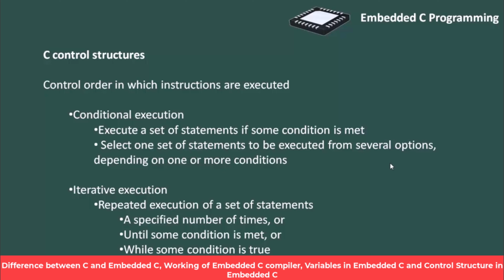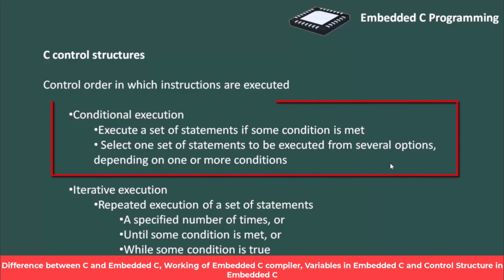Hi and welcome back. In this video I will tell you about C control structures. C control structures are used to control the order in which the instructions get executed. There are mainly two execution types, conditional execution and iterative execution.